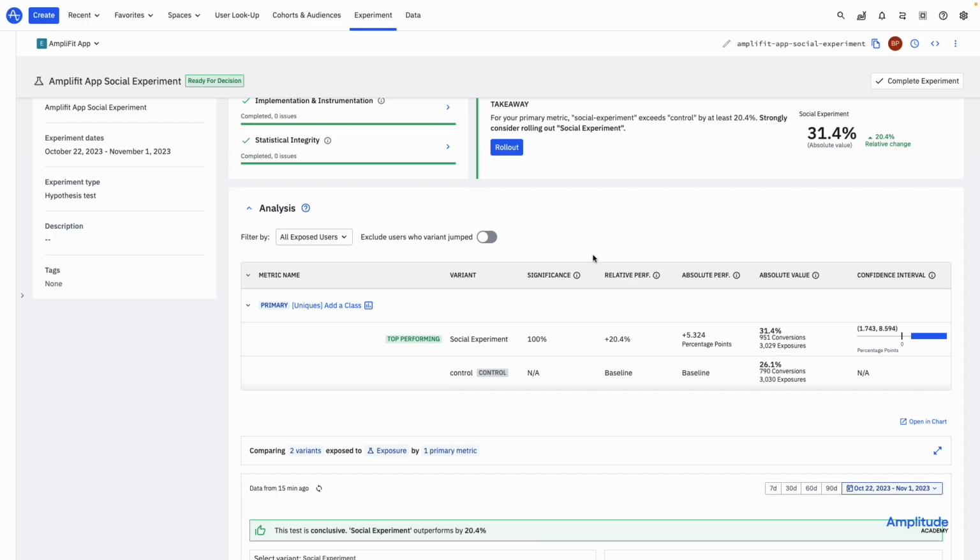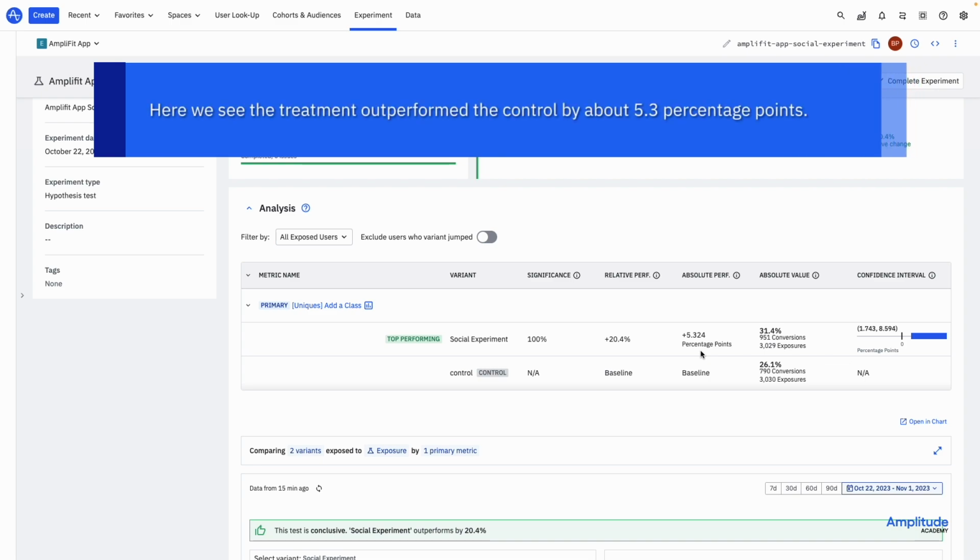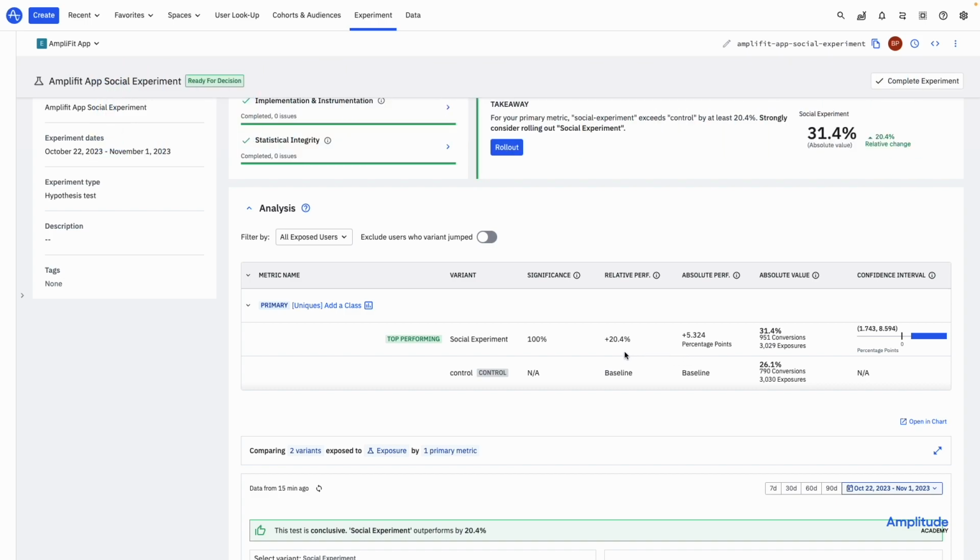I'll start with absolute value first. This is the actual numerical value of the metric for each variant. The absolute performance is the difference in performance between each variant and the control. Relative performance takes the absolute performance and expresses it as a percentage change from the control.